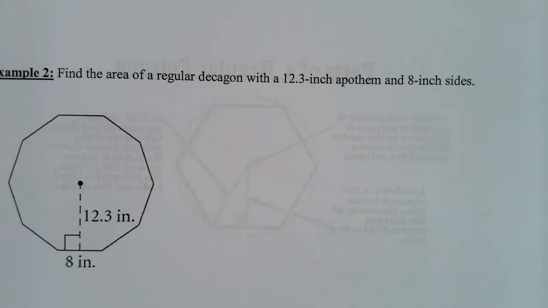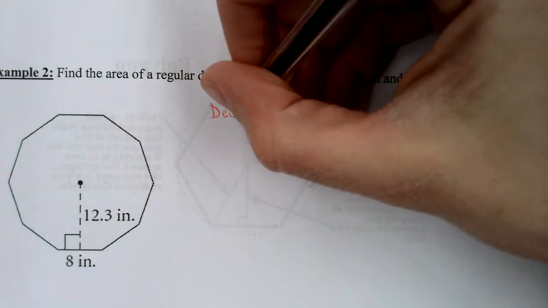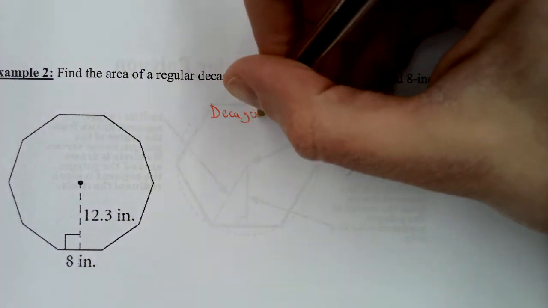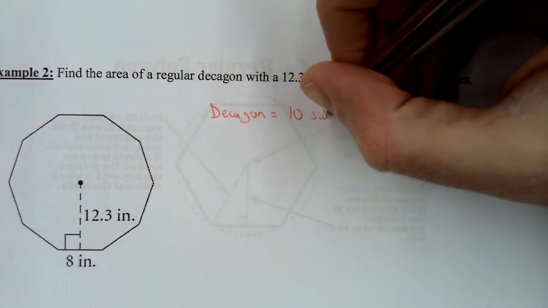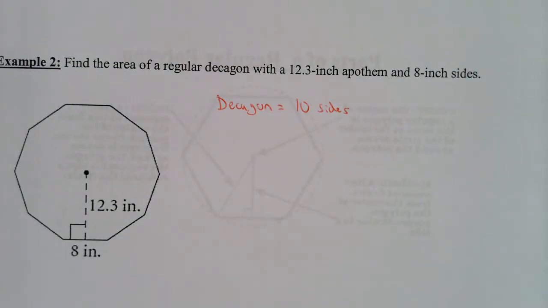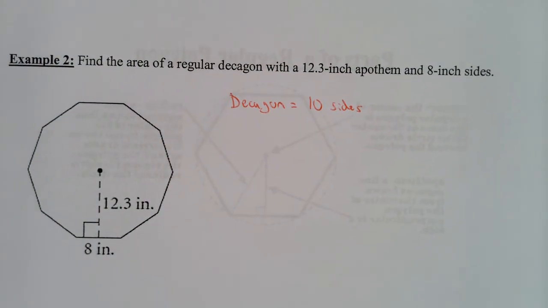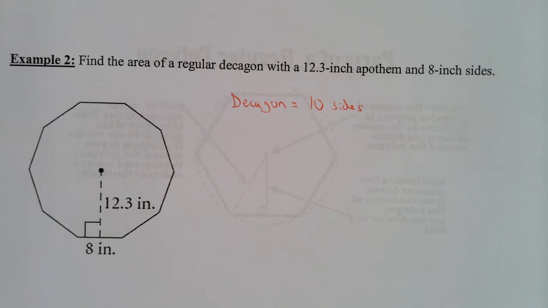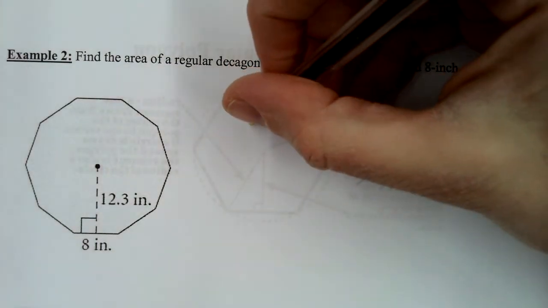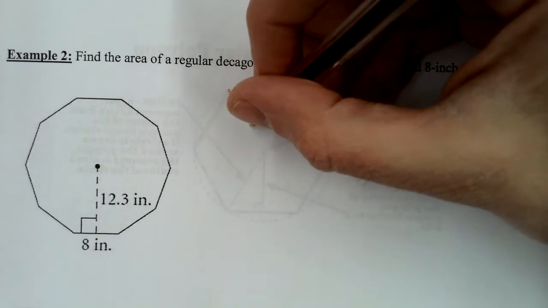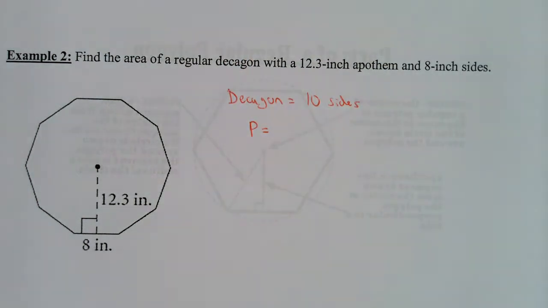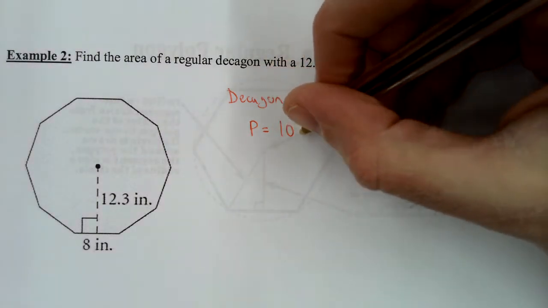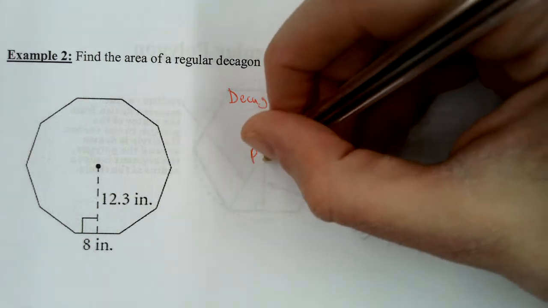Now this one is an easy one. Find the area of a regular decagon, okay, that means 10 sides. You can count if you want, but a decagon means 10 sides. With a 12.3-inch apothem and 8-inch sides, okay? So first let's find the perimeter, okay? Ten sides, 8 inches for each side. The perimeter equals 80.